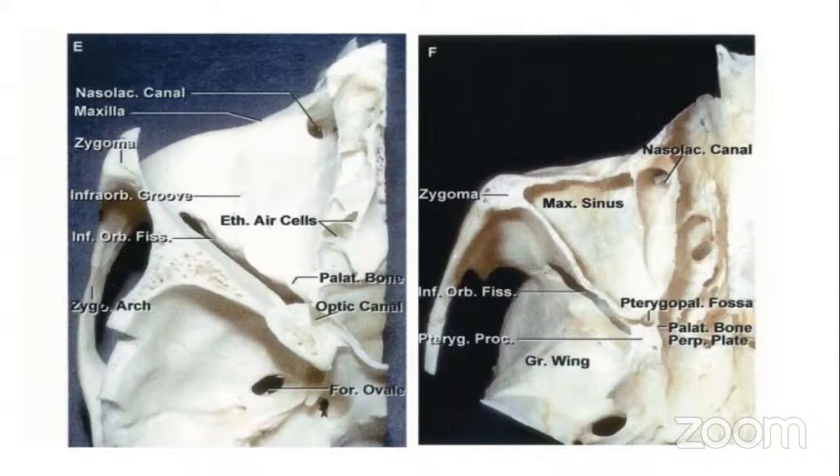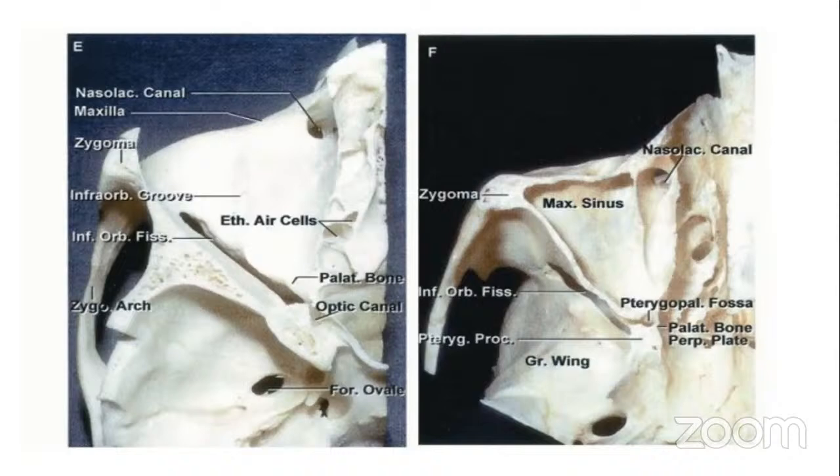Another diagram shows the inferior aspect of the roof of the maxillary sinus, which also forms the floor of the orbit. The greater wing of sphenoid forms much of the middle fossa and the posterior part of the lateral orbital wall.